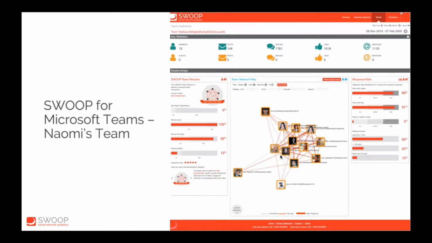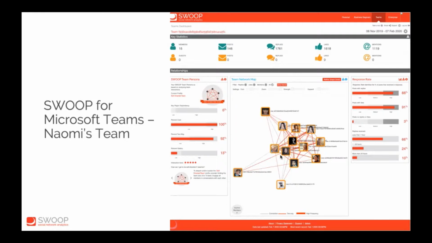On the right, what we're seeing is a screenshot of what Naomi's team looks like. You'll see just how well connected all those people within her team are. You see the soup team persona that the team has been given based on the interaction between the team members, and you can see that they are a self-directed team. You're also able to see that by the web on the team network map that you're seeing in the middle of the page.